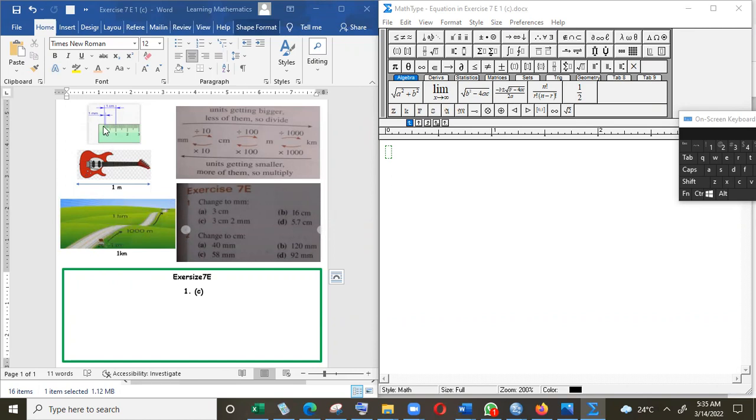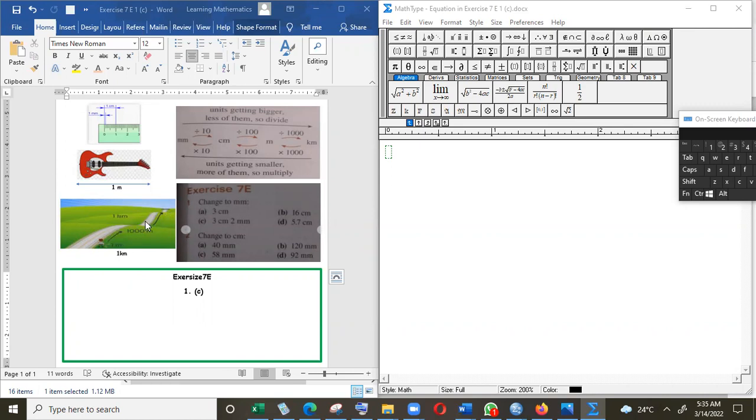So if you want a little ant, you're talking about millimeter. If you want the width of your fingertip, you're talking about centimeter. If you want the length of a guitar, you're talking about a meter. If you want from Jollies to All Saints, you're talking about a kilometer. Okay, so the kilometer is biggest.